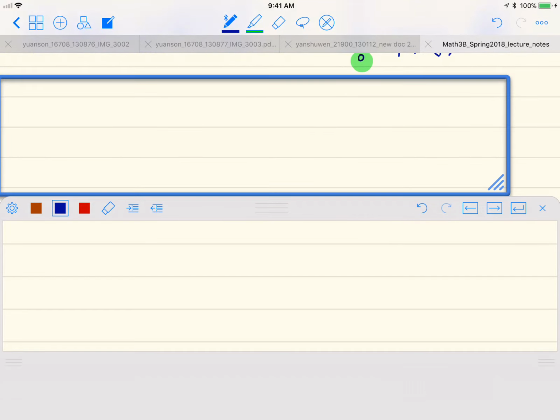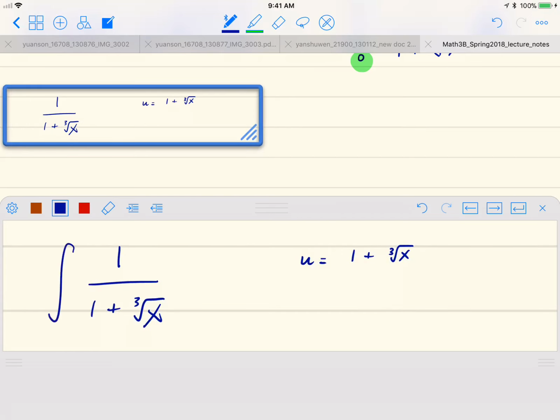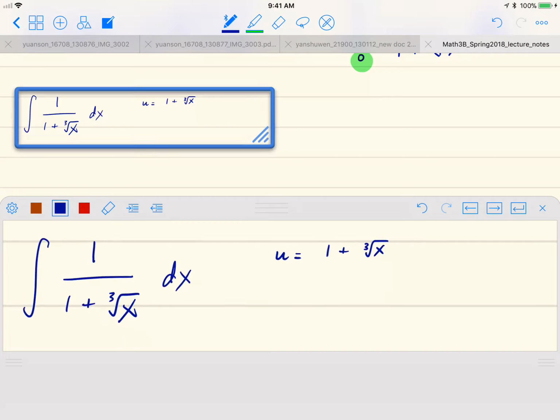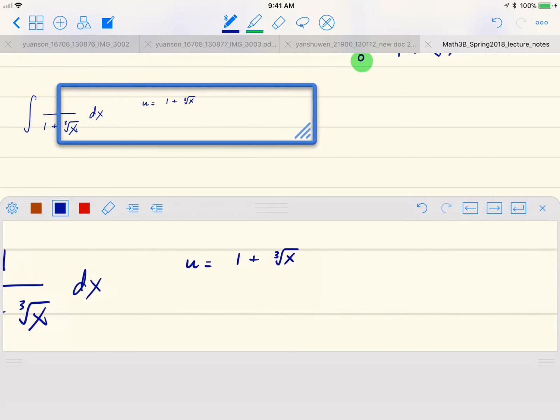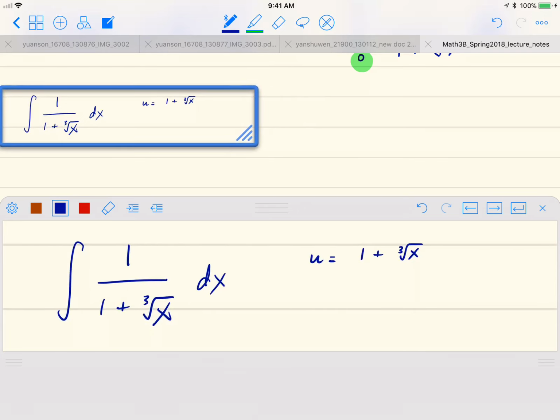And the question is, how can we do that? Well, let's look at that integrand. So the integrand is 1 over 1 plus the cube root of x, right? So now, this is much better. So here's what I'm going to do. I'm going to let u equal that denominator, 1 plus the cube root of x. Now, the integral that I have is the integral of this dx. So I need to figure out what is dx, right? Does everybody see so far?